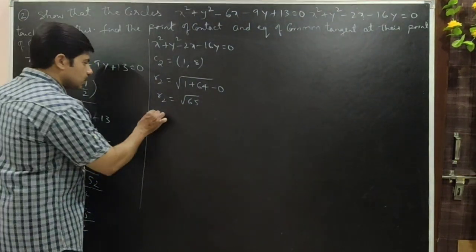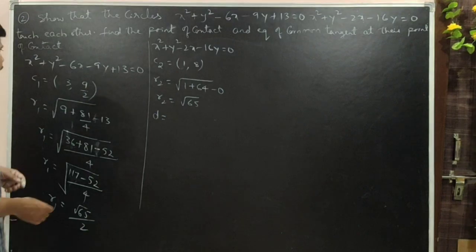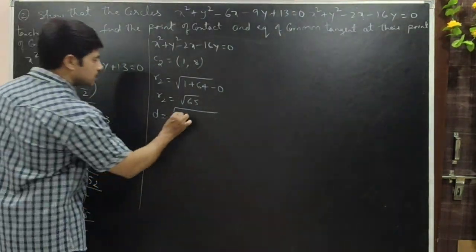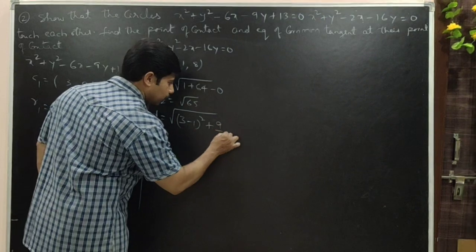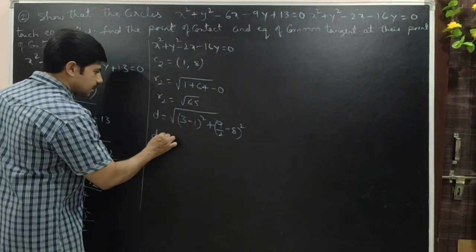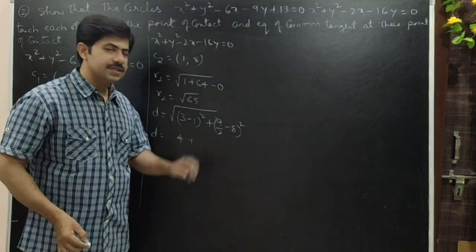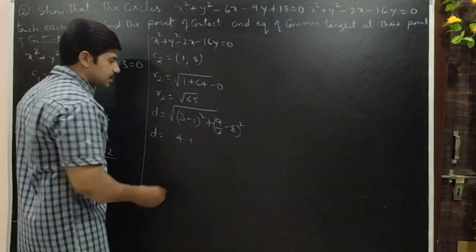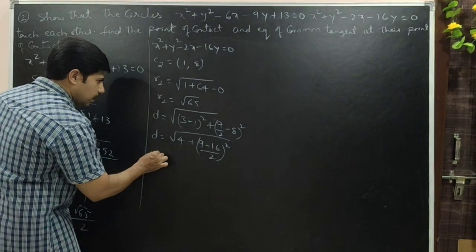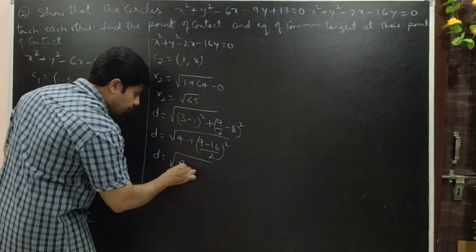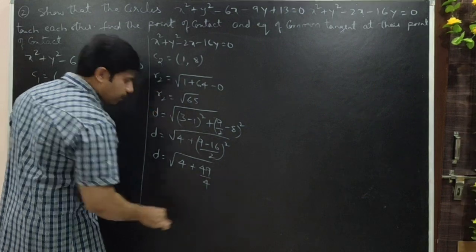Now we find out D. So D is the distance between two centers. So what are the two centers? 3 comma 9 by 2 and 1 comma 8. We find out the distance, that is under root of 3 minus 1 whole square plus 9 by 2 minus 8 whole square. So D is equal to, we get 4 plus 9. See, if you simplify, 8 2s are 16, so 9 minus 16 by 2 whole square under root. So here D is equal to under root of 4 plus, 9 minus 16 is minus 7, minus 7 square is 49 by 4 here.